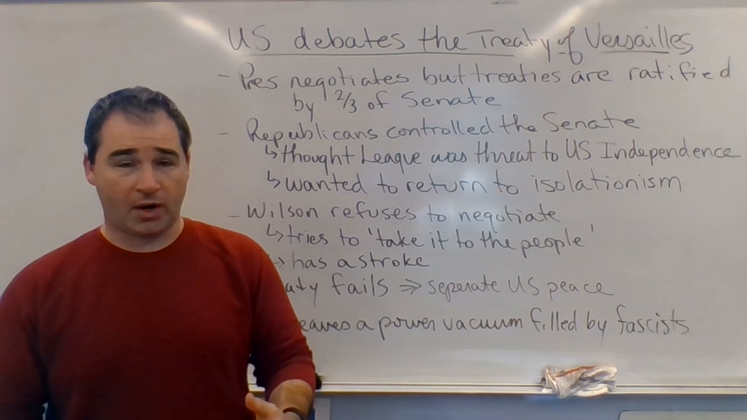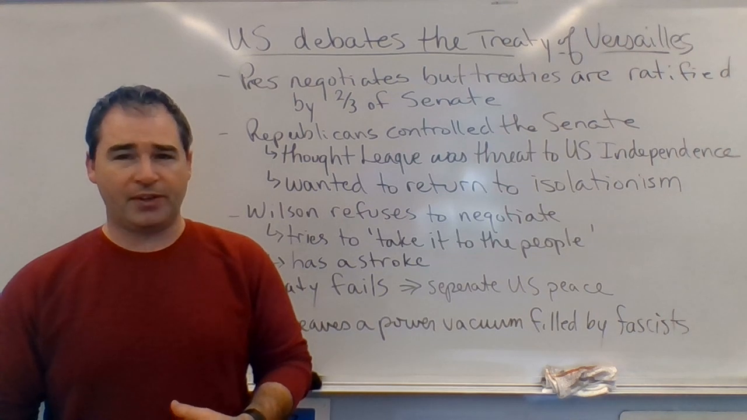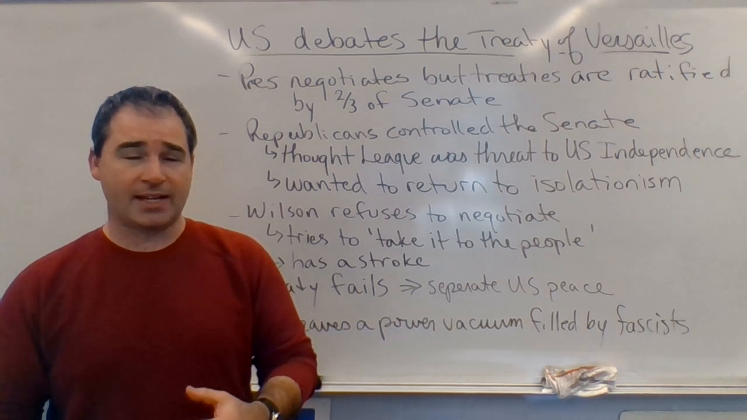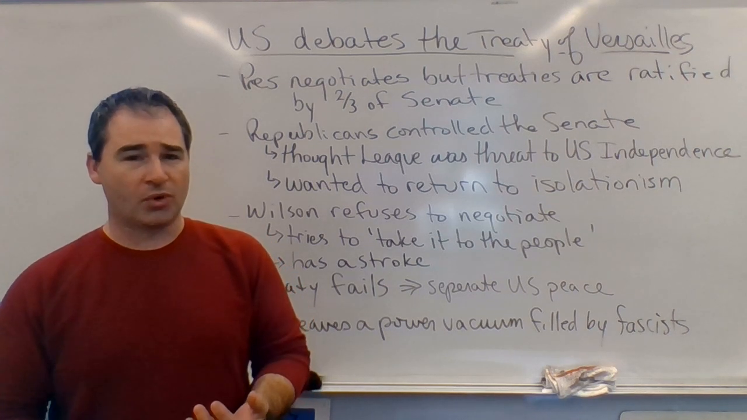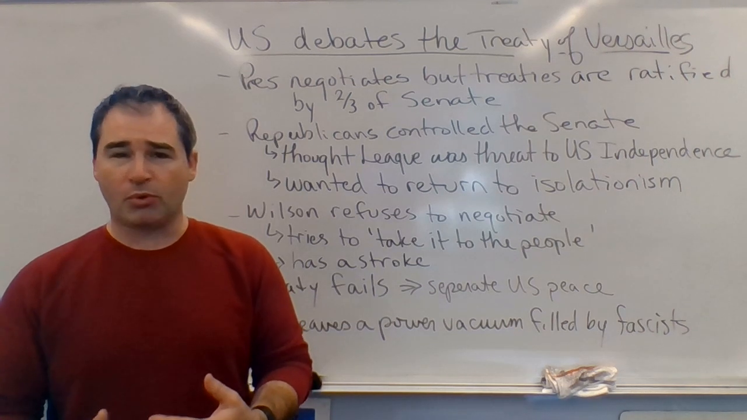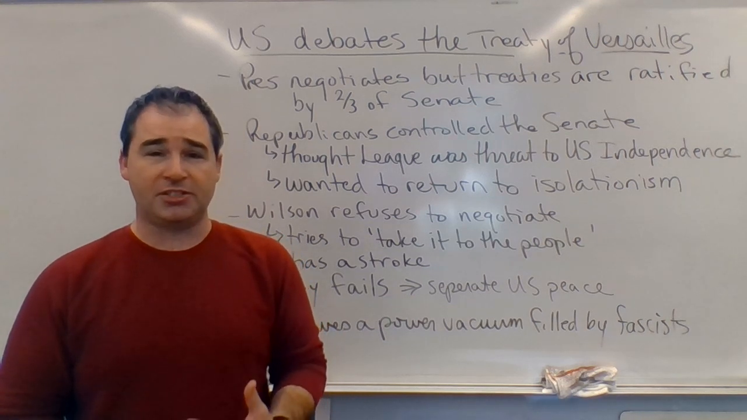Following the end of World War I, the United States and the other allies needed to figure out the peace treaty. And they signed what's referred to as the Treaty of Versailles, which included the war guilt clause and the reparations clause. But most importantly for United States politics was that it included the League of Nations.